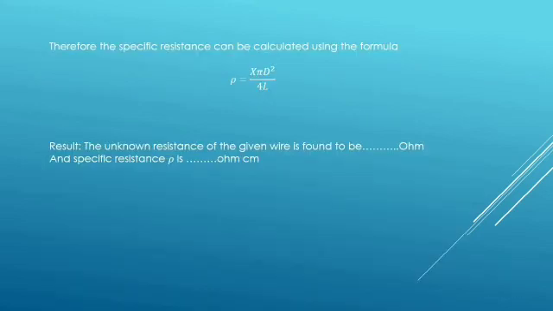Therefore, the specific resistance can be calculated using the formula rho equals X π d square upon 4l, where X is the unknown resistance and d is the diameter which we have just now calculated. These values we will substitute and we'll get the resistivity or the specific resistance of the given wire. So the unknown resistance of the given wire is found to be whatever value you are getting, that you will write here, and the specific resistance is this much ohm centimeter, right?